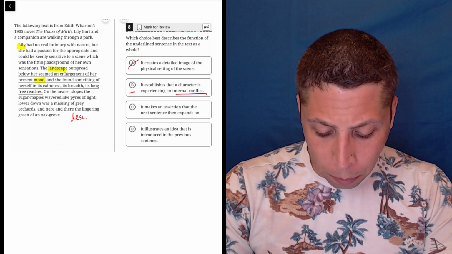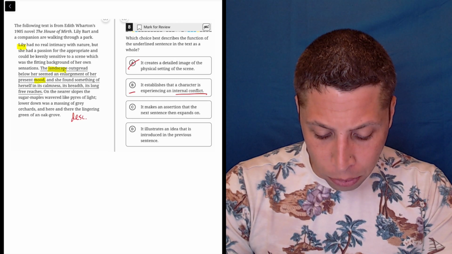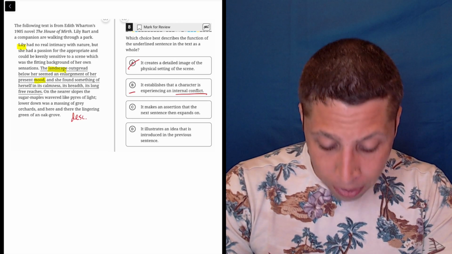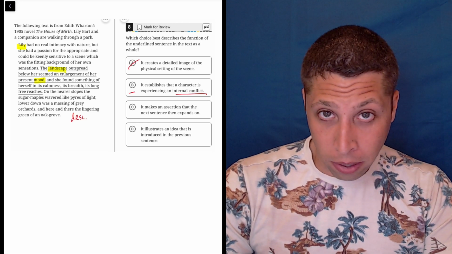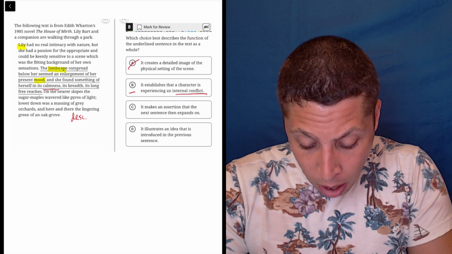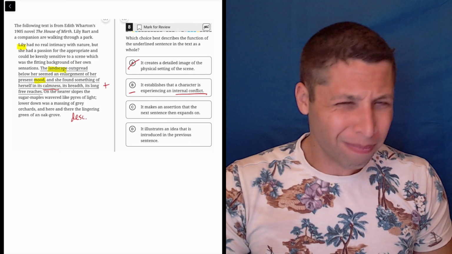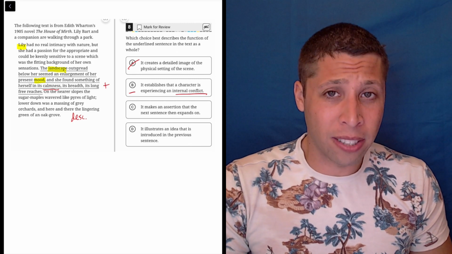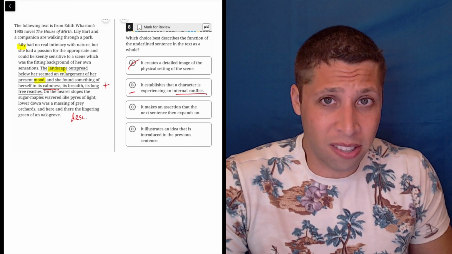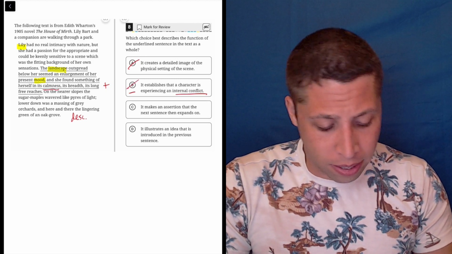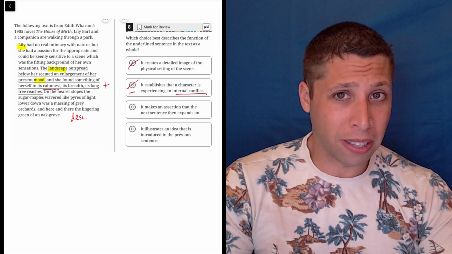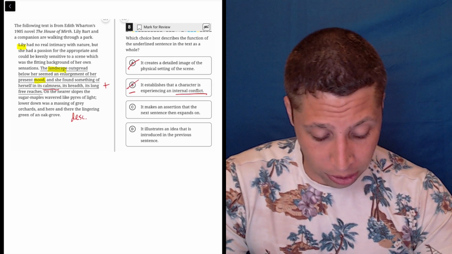The landscape outspread below her seemed an enlargement of her present mood. She found something of herself in its calmness, its breadth, its long free reaches. So maybe you don't understand what exactly that means, but you know what calmness is. That's a positive idea. So it doesn't seem conflicted, right? It seems like this is calming, not conflicted. Those are opposite ideas. So it's talking about our mood for sure, but this is giving us the wrong mood. So let's see what else we've got.